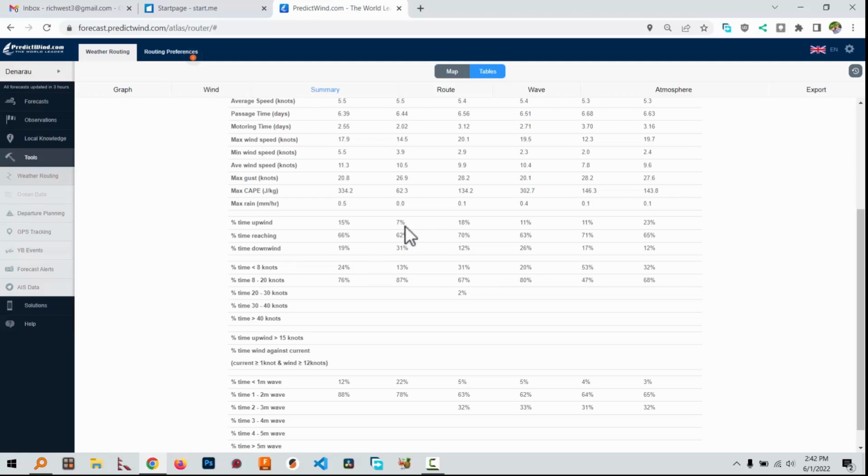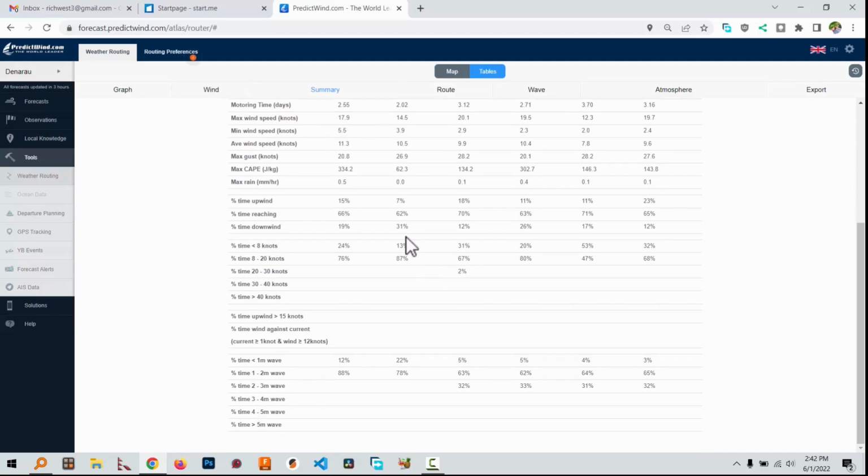And the other thing that's interesting is the upwind reaching versus downwind time. 7% upwind, 18% upwind reaching. Sometimes that seems to translate to upwind by the time you factor in apparent wind. So that's a high percentage reaching.